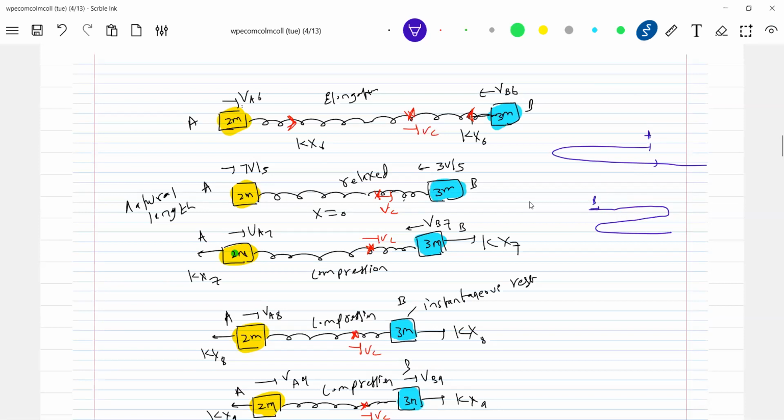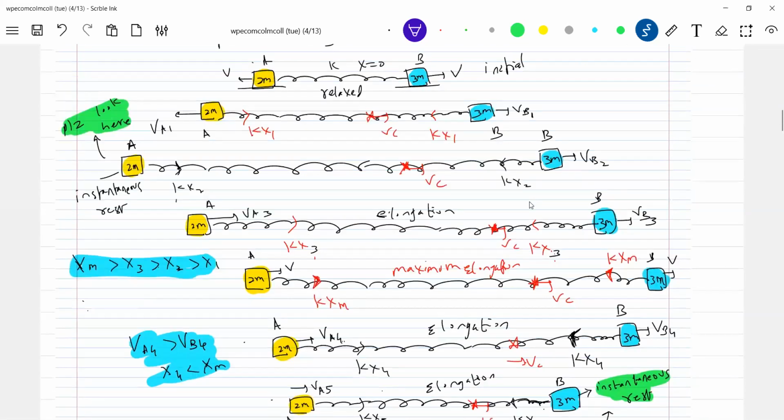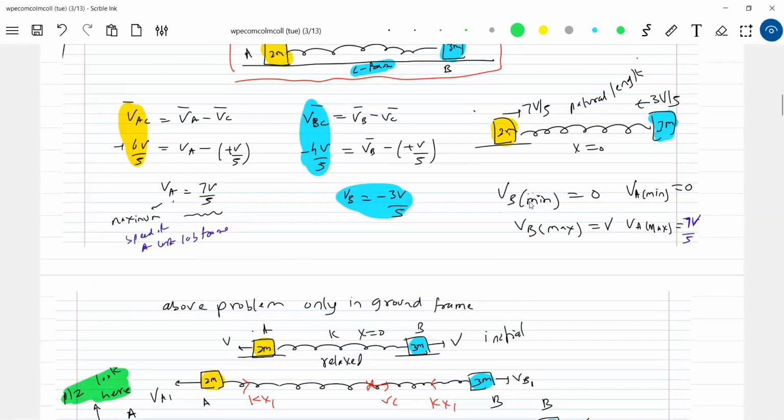Now, okay, I'm interested to go back to the data. So is it justified, minimum speed? Maximum speed of the B will be V only. It can never be more than this. And maximum speed of A will be 7B/5, what we calculated.